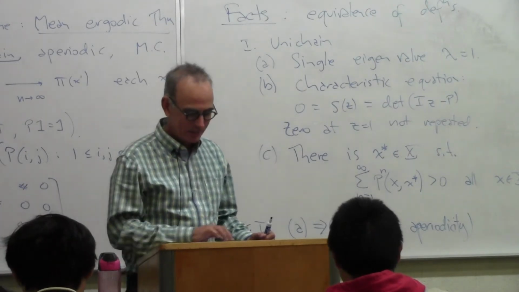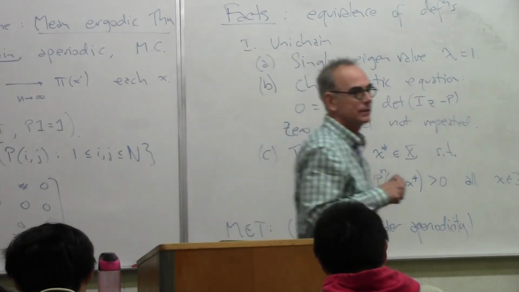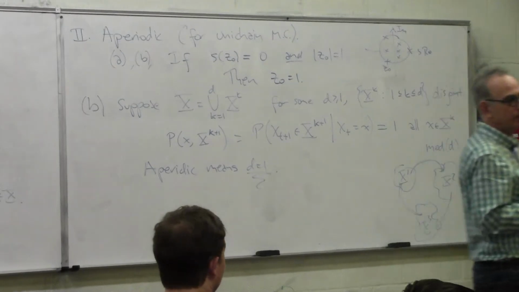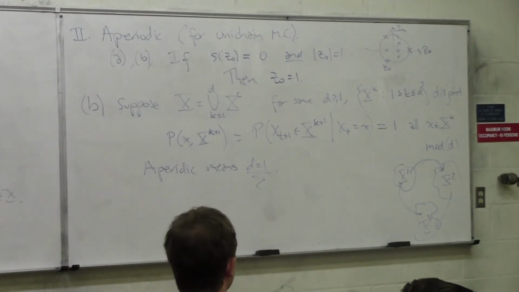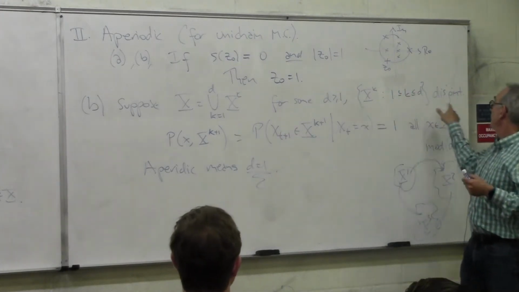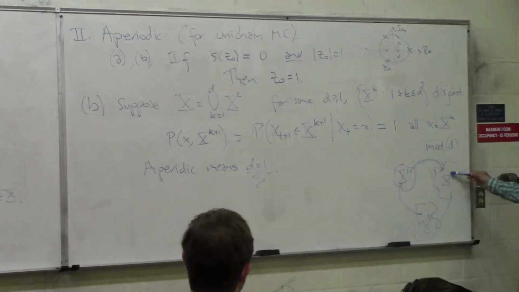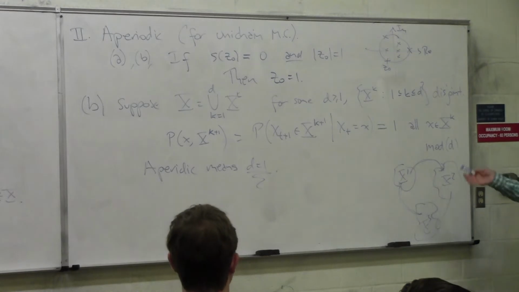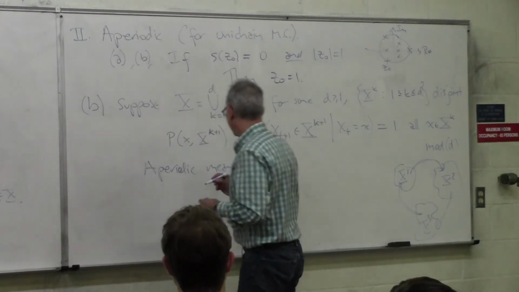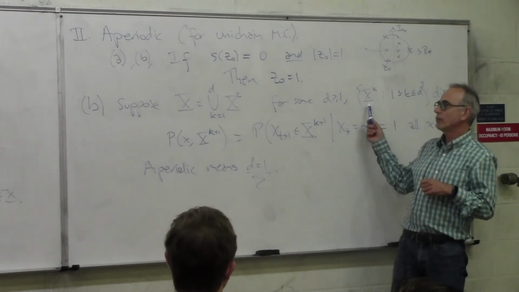All right, are we all with me? So suppose I have a decomposition into d sets that are disjoint and it has this structure. Any point here, I have to go there. Any point here, I have to go here. So this is a periodic decomposition of a Markov chain. Aperiodic means that you can't do it non-trivially. The d just is 1. So it means that all the X_k's are just X.